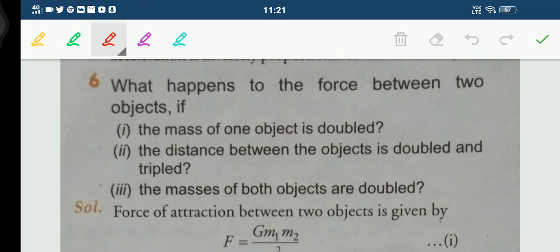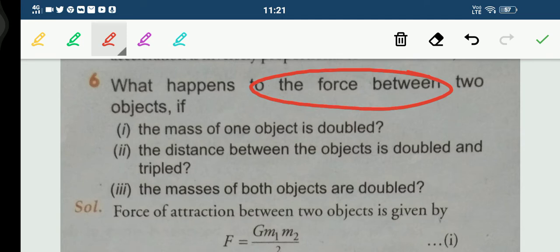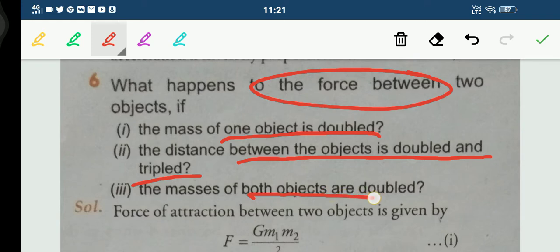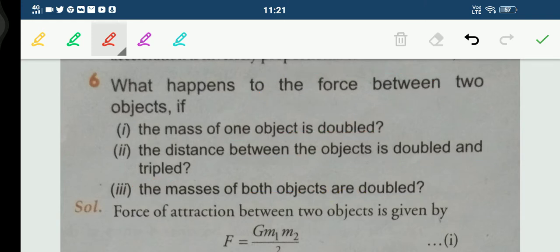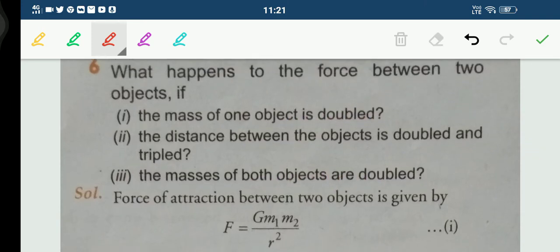The question is: what happens to the force between two objects if the mass of one object is doubled, the distance between the objects is doubled and tripled, and the masses of both objects are doubled. Remember this, such kinds of questions are very important from the examination point of view.